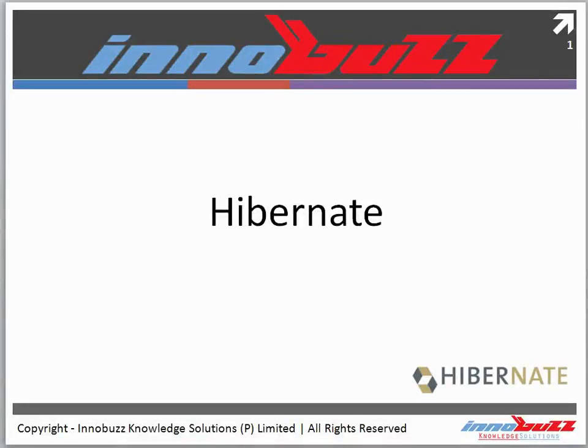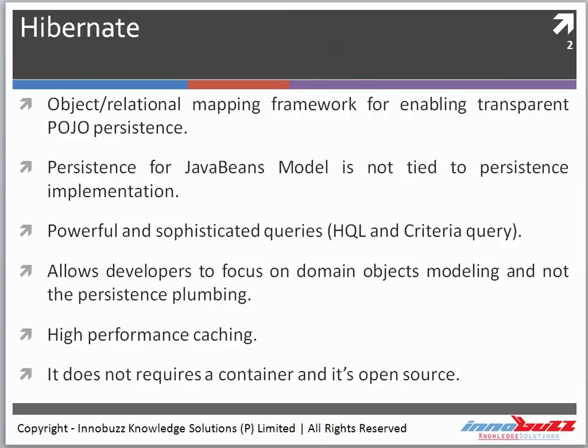Hibernate. Hibernate is a high-performance, open-source, object-relational persistent and query service. Hibernate takes care of the mapping from Java classes to database tables and from Java data types to SQL data types. It provides data query and retrieval facilities that significantly reduce development time.